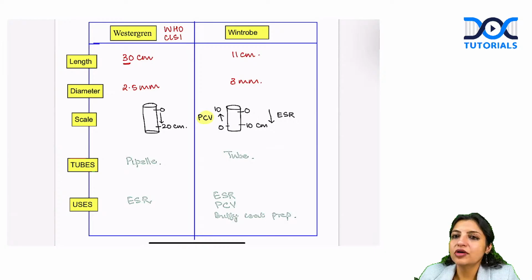Which you should remember is the difference between Westergren and Wintrobe tube, which you should write when they give you this in the exam. So always remember this. This is a very, very important question that you have to be very clear.